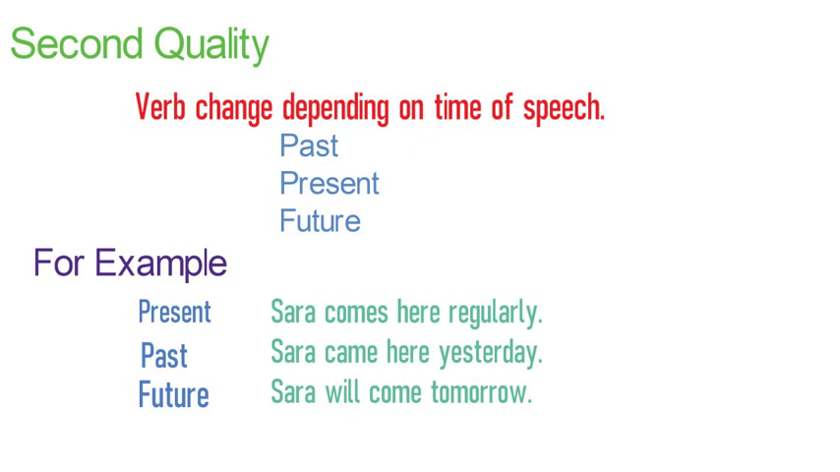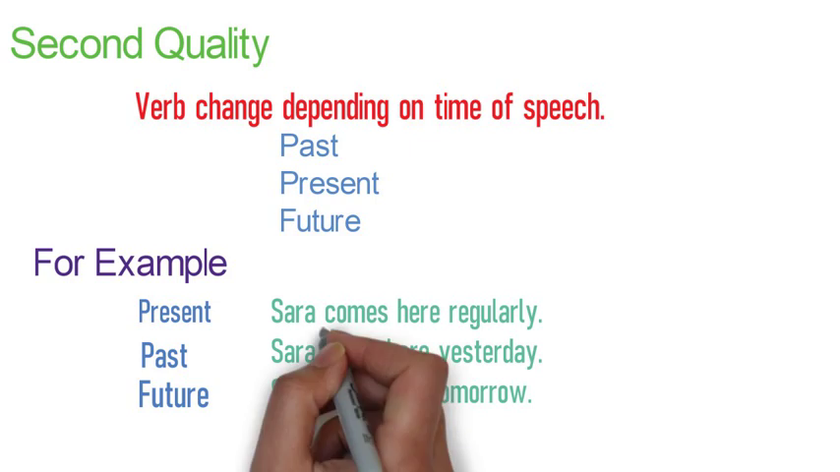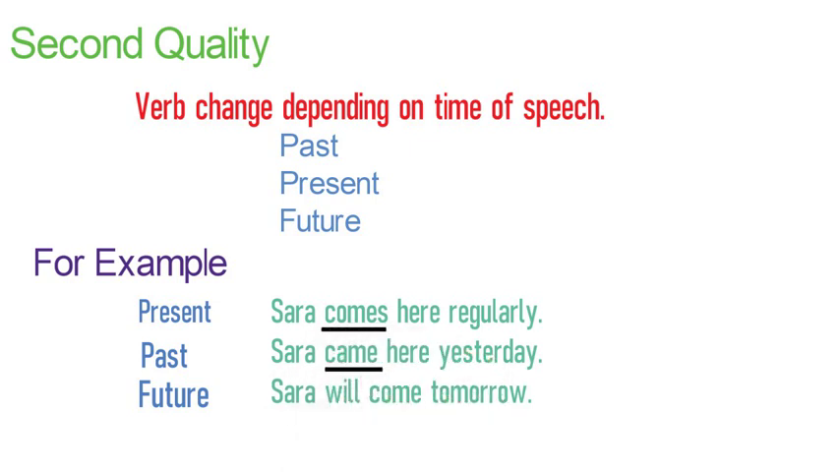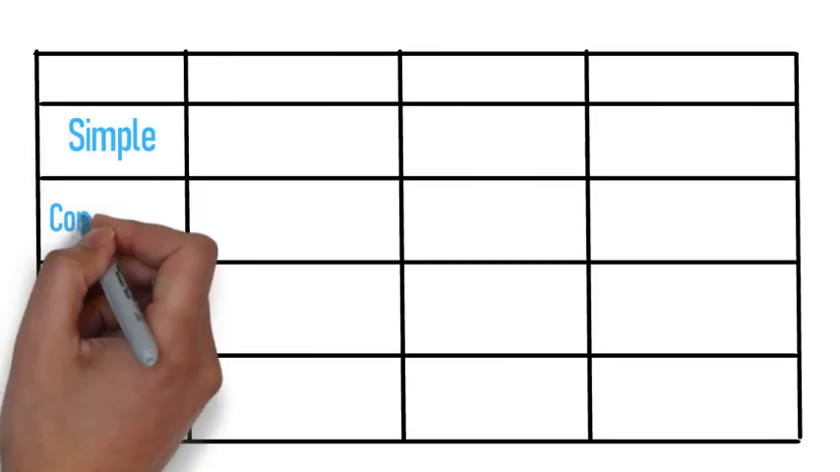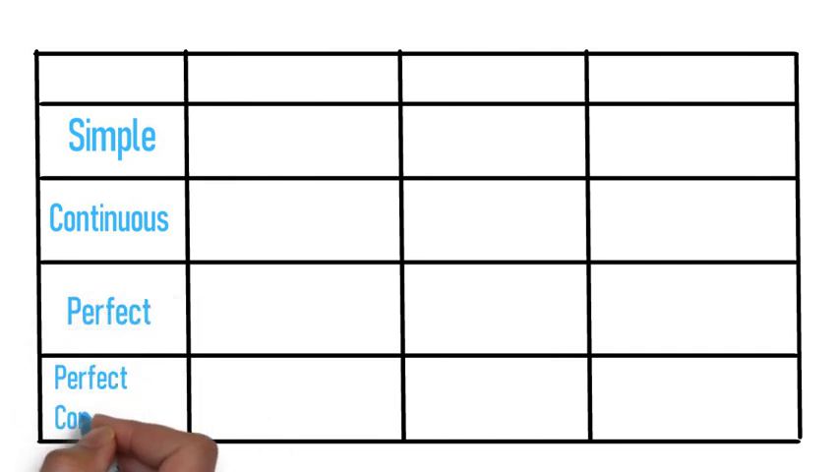By all these examples, we came to know that the verb also changes depending upon time. In all these sentences, comes, came, and will come are verbs and they change according to the period of time. Let's understand all the tenses through a chart one by one for our better understanding. There are four types of tenses: simple tense, continuous tense, perfect tense, and perfect continuous tense.